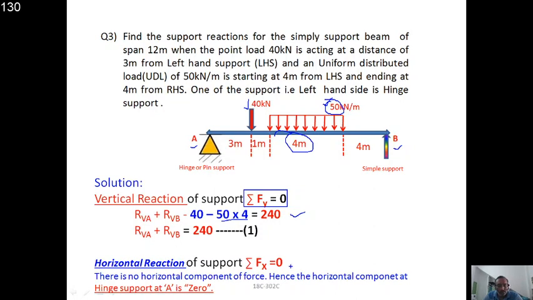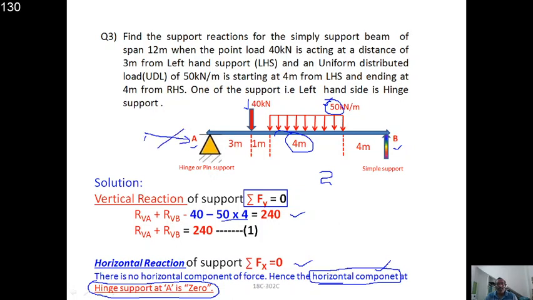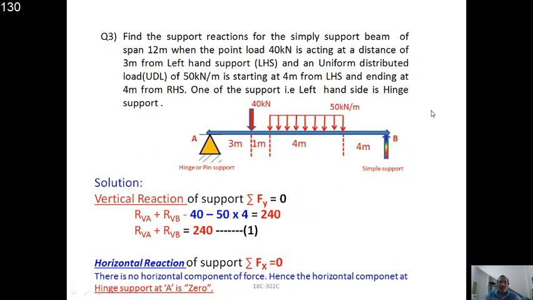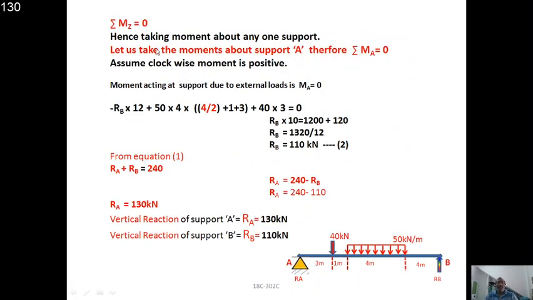Then the horizontal reaction of the support, sigma Fx equal to 0. I require solving two unknowns here. Hence, two equations are enough. Here there are no parallel forces, no inclined load. Hence, at the hinge support, the horizontal component is 0. At the hinge support, the horizontal component is 0. That means this force will be 0, right? And sigma Mz equal to 0. Hence taking moment about only one support, either A or B.